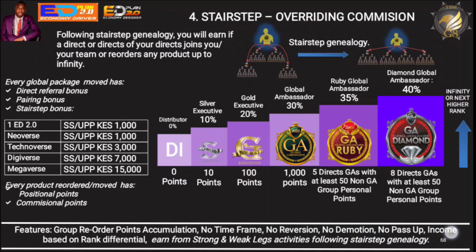No pass up simply means there is nobody down there who will pass you. It is because of you that those people down there knew the business. So you get compensated. You call that royalty. You get compensated for being the person who introduced them to the business, okay? Income based on rank differential means you're going to earn different income based on your different ranks, okay?